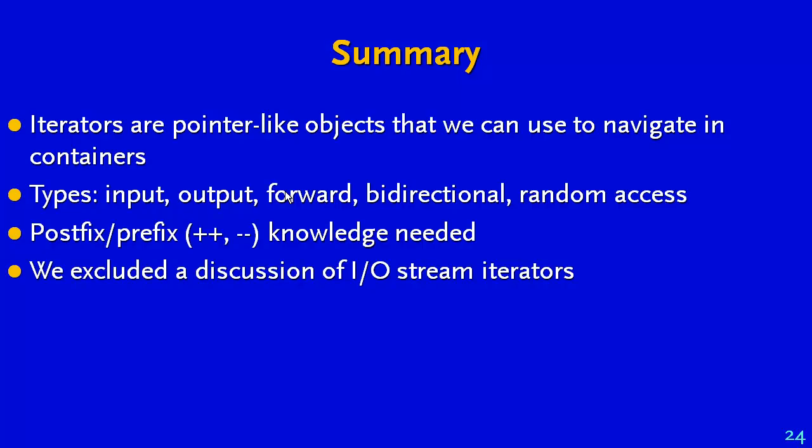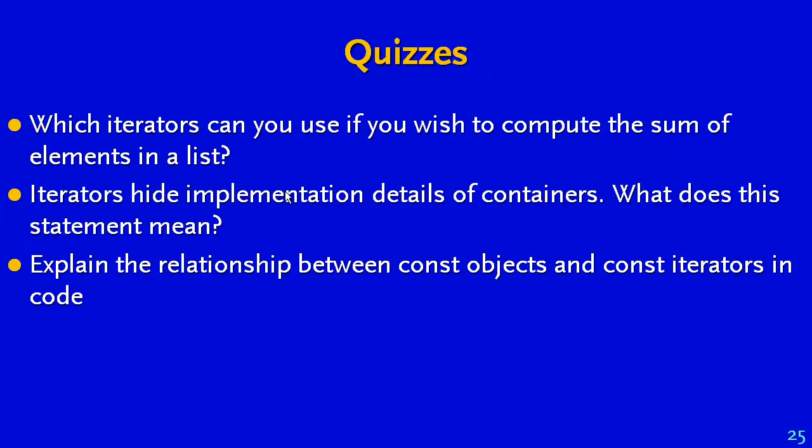And the types are the input iterators. These are forward read only. Output is forward write only. Forward is read and write. Bidirectional, can go in either direction. And you've got random access iterators, which you have in vectors, for example. And you need to know about the pre and postfix stuff, plus, plus, minus, minus. And we have excluded a discussion of the IO stream iterators and the adapters, and iterating over C arrays.